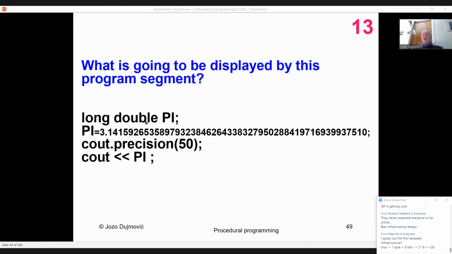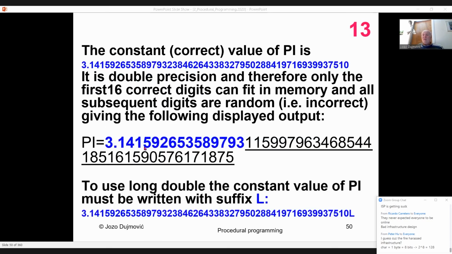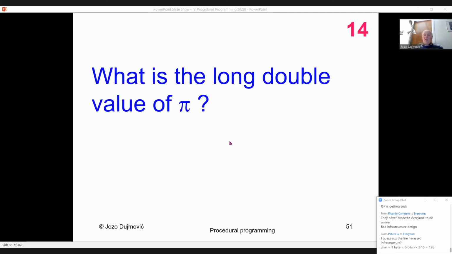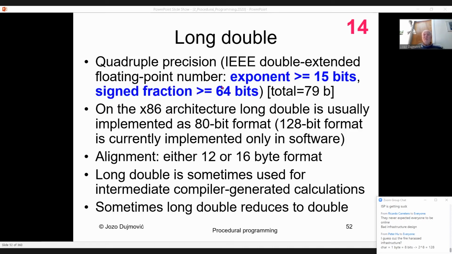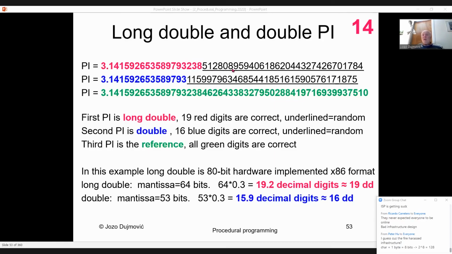What is going to be displayed by this program? Of course, you have the correct pi, but it is not stored in more than long double. So long double gives you this number of 19 digits, and the rest is going to be junk. The long double value of pi is, of course, limited, and it is shown here.